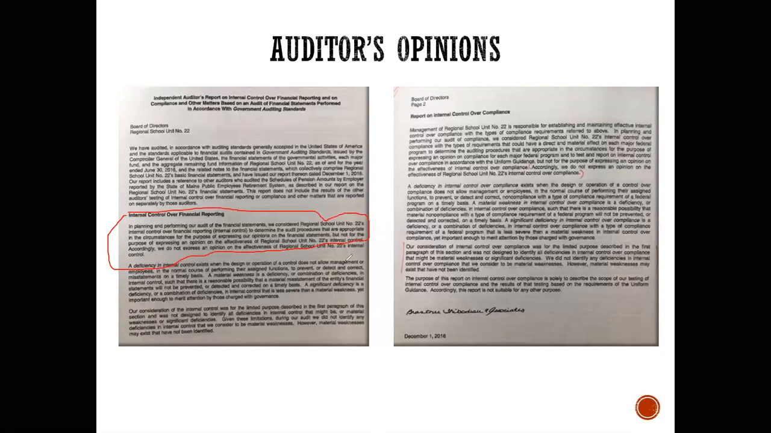Accordingly, we do not express an opinion of effectiveness. Once again, they're being straightforward. It's not part of the audit. Once again, over here, accordingly, we do not express an opinion on the effectiveness of the Regional School Units 22 control over compliance. Consideration down here, when it talks about our consideration of internal control over compliance, was a limited purpose. And you'll see they say once again, they did not identify any material weaknesses, but there may be material weaknesses present.